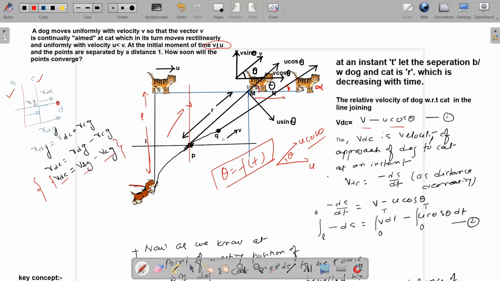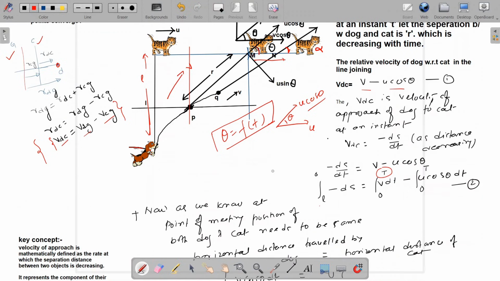So the initial distance between the cat and dog was L. So I can integrate from L to 0, because finally at the time of convergence, there will be no distance between the cat and dog, and the initial distance was L. Suppose T is the entire time taken by the dog to catch the cat. Now we all know that in all catching problems, it is important that at the time of catching, both the objects should have covered the similar position, similar distance kind of thing.